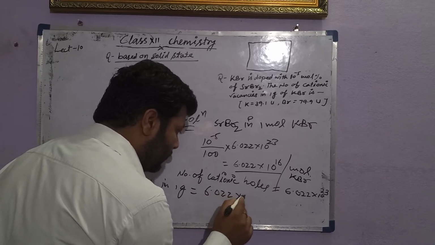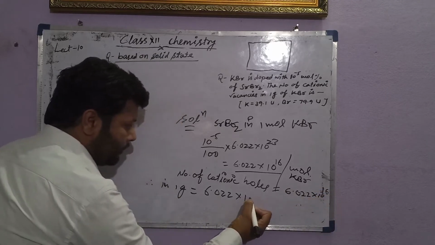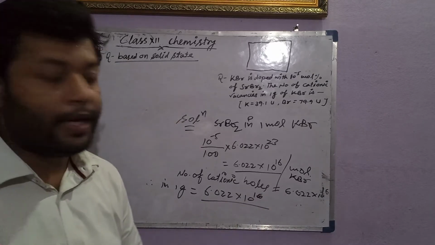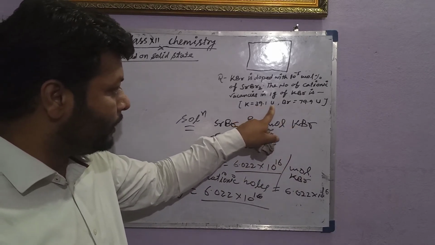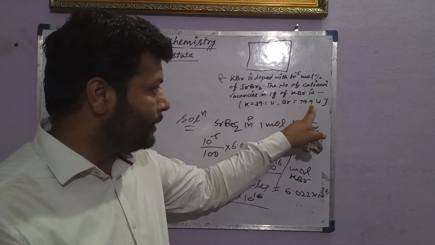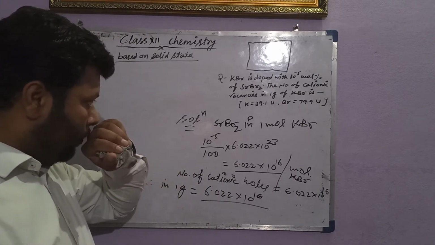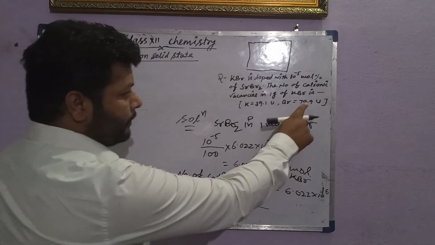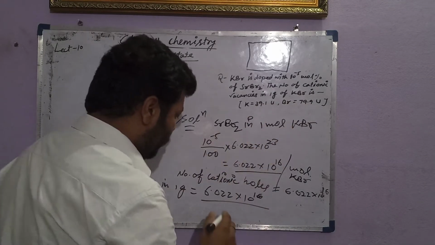6.022 into 10 to the power 23, no, 10 to the power 16, upon the molar mass of KBr. Molar mass of KBr: potassium has 39.1 unit, which in gram is 39.1 gram. Bromine is 79.9 unit, which will be the same value in gram. So the molar mass of KBr will be the sum of these two values, 79.9 plus 39.1, which gives 119 gram.